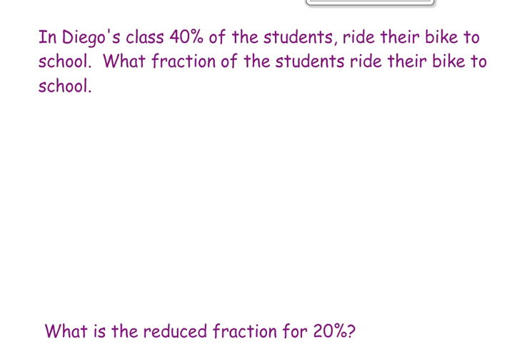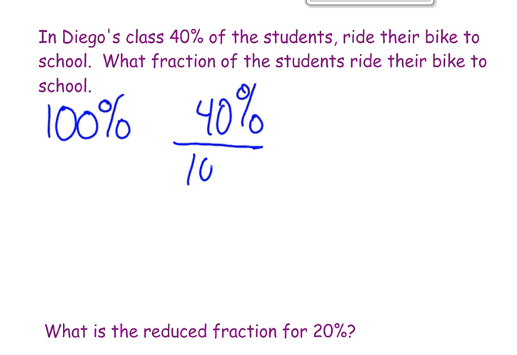All right. It says in Diego's class, 40% of the students ride their bike to school. What fraction of the students ride their bike to school? Now, as we just learned, percentages and fractions relate. And so if you think about 100% as completeness, that would mean 40% out of 100% is going to help us understand our fraction. Right there we have a fraction set up: 40 out of the 100 pieces.